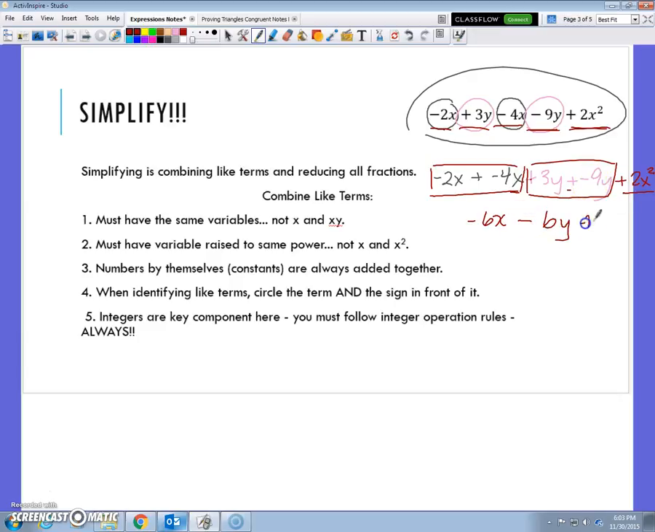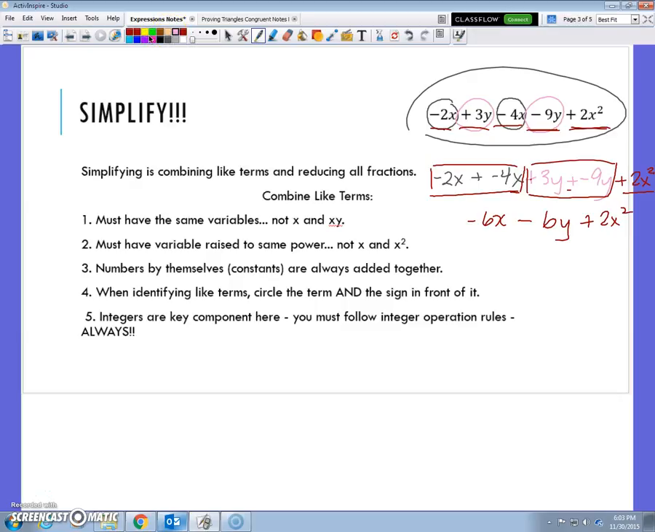And then finally, just my 2x squared at the end. All right. So same signs, add and keep. Different signs, subtract. 9 minus 3 was 6. The sign of the bigger number was negative. So we need negative 6y plus 2x squared. Now this is almost perfect. This is almost a perfect answer, except there's one last thing I need to do.